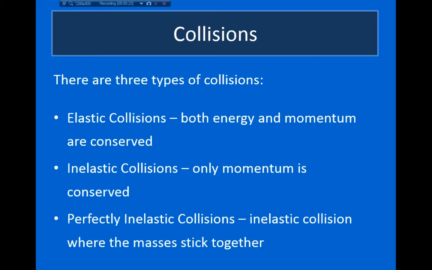So it turns out that all collisions can be broken up into one of three types. There are elastic collisions, and these are collisions in which both energy and momentum are conserved. Then there are inelastic collisions. These are collisions in which momentum is conserved, but energy is not. Finally, there are perfectly inelastic collisions, and these are actually a subset of the inelastic collisions. These are collisions in which the objects stick together after colliding, and in this case, momentum will be conserved, but energy, again, will not.